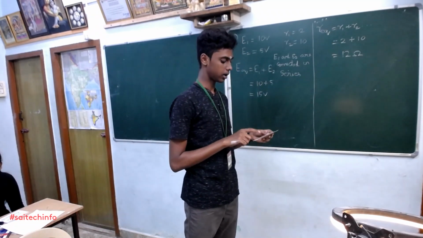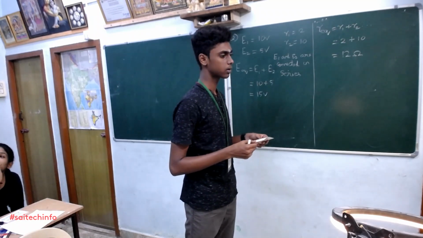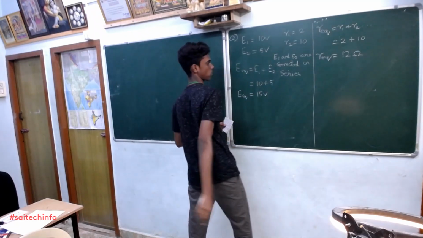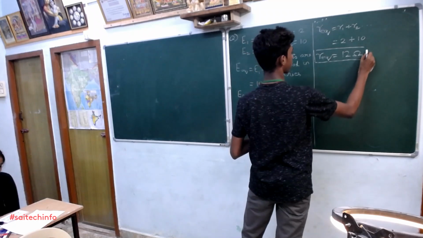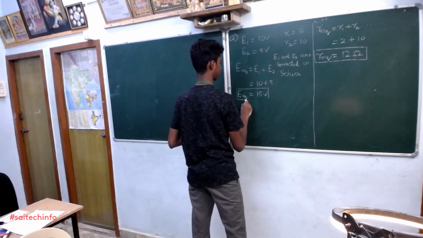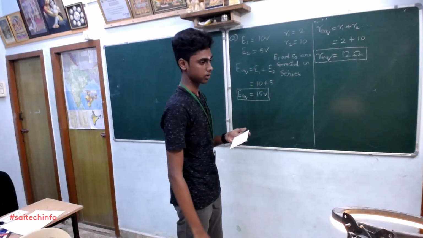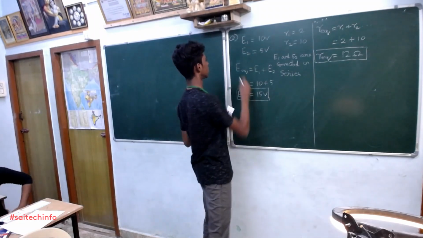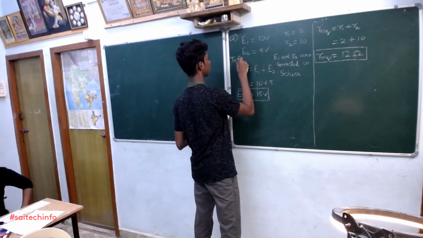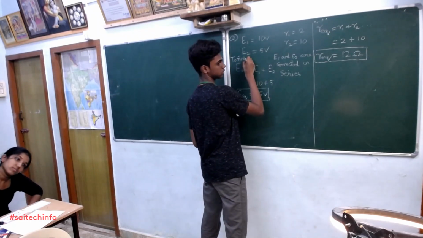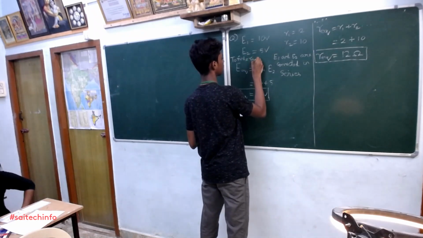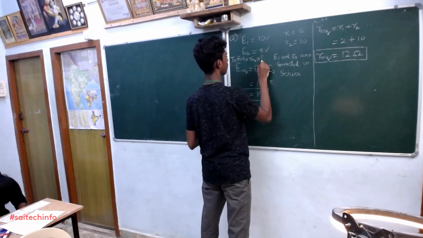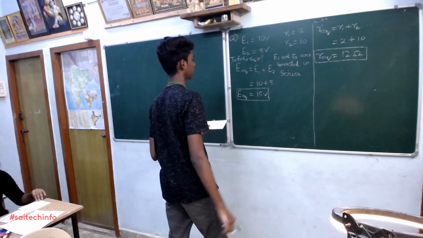Now there is a second question. You have to write both what is given and what is asked. What is asked is to find the equivalent resistance, Req equals question mark.